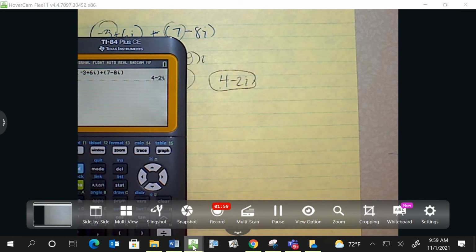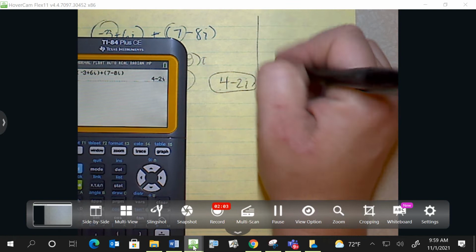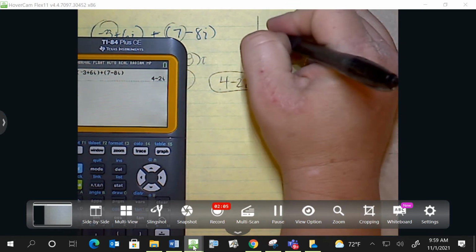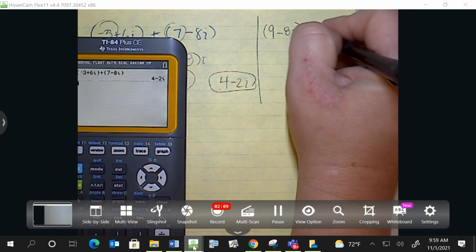Stop, turn to your partner while I write down the next problem and make sure you're both able to achieve the same answer on your calculator. Go ahead. Talk to your partner, make sure you both have it.